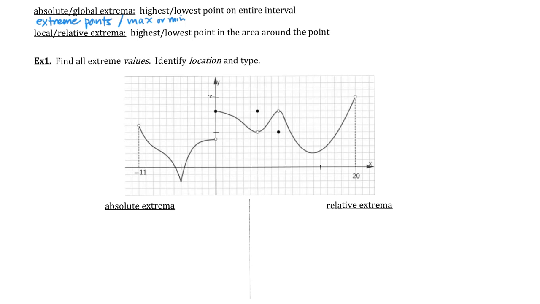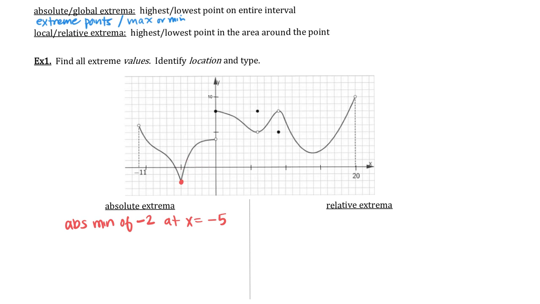Let's start with absolute extrema because they're easiest. Okay, so let's look for an absolute minimum first. What is the absolute lowest point on this graph? The absolute lowest point looks like it's this one. So I'm going to say there's an absolute minimum. The value of that point is -2. The absolute minimum value is -2. The location is the x value, so that occurs at x equals -5.